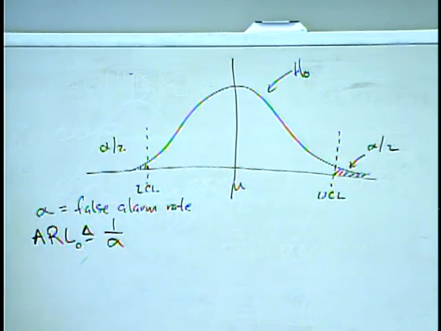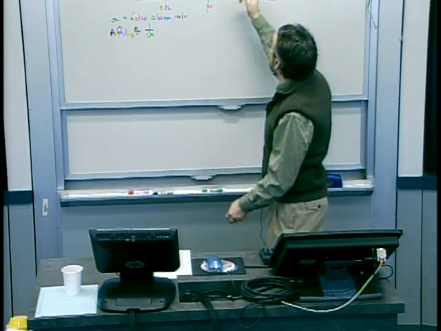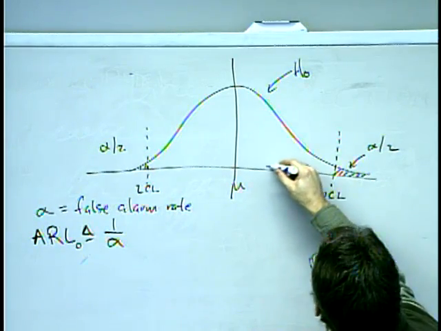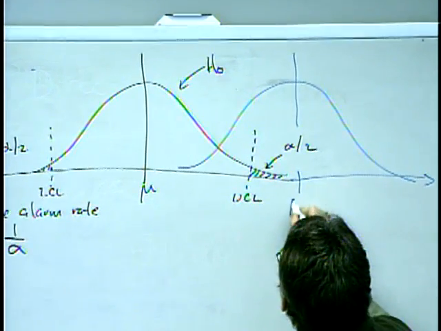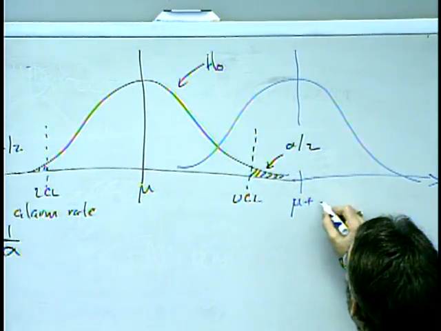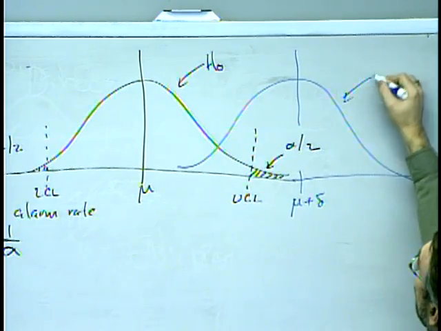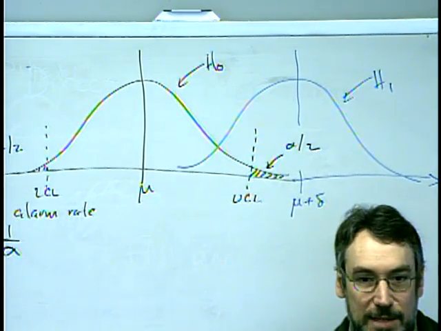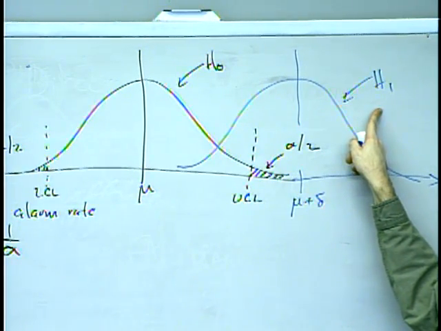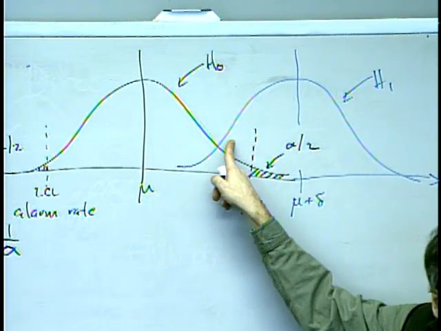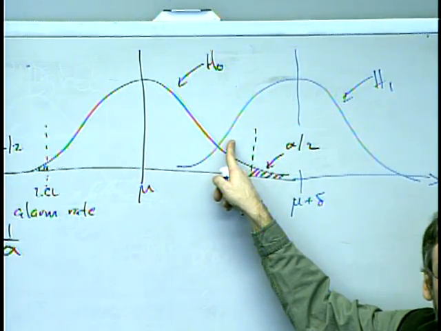Where does beta come in? Beta comes in when we actually have a shift. So the whole idea is now imagine that I've got a shift in the distribution. I've had a shift from mu to mu plus some delta, right? I'm going to label that the alternative hypothesis. So the idea is for a given delta, I'm now actually drawing parts from a different distribution, my H1 distribution. I've already defined the acceptance region based on my acceptable average run length or my acceptable false alarm rate.